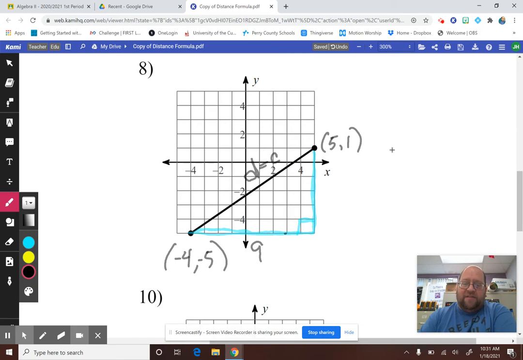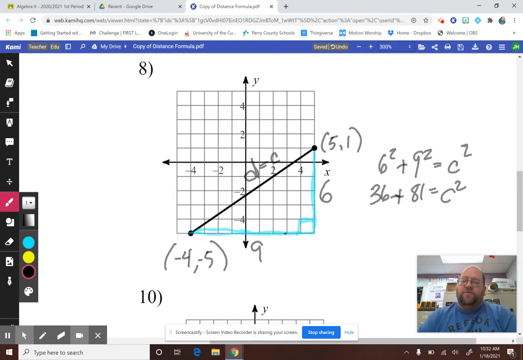I can do the same exact thing here. If I count up, I can go 1, 2, 3, 4, 5, 6 units, so I know that this is 6 units high. Now I can use the Pythagorean theorem to figure out what this distance is. So let's go ahead and do that. I'm going to have 6 squared plus 9 squared equals C squared. Again, remember that C is the distance I'm looking for. So 6 squared is 36 plus 9 squared is 81, and that equals C squared.